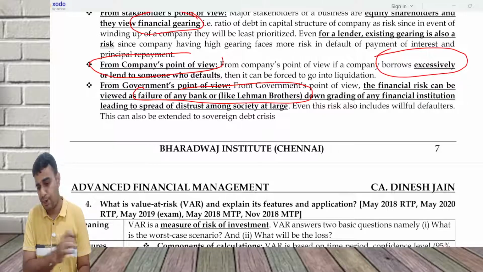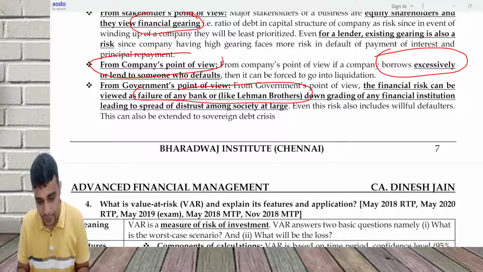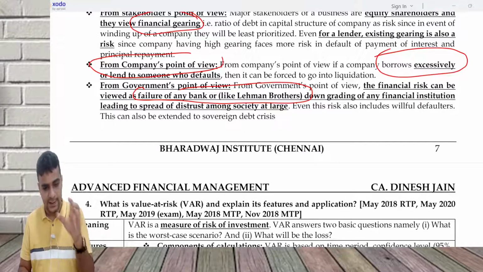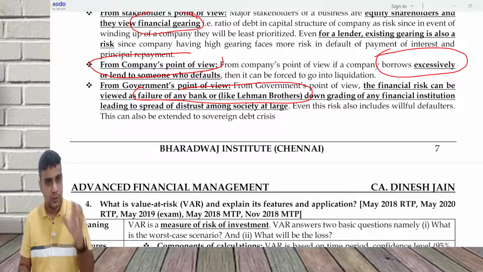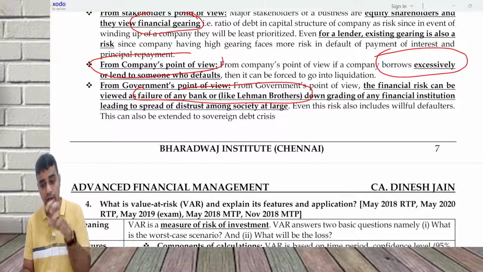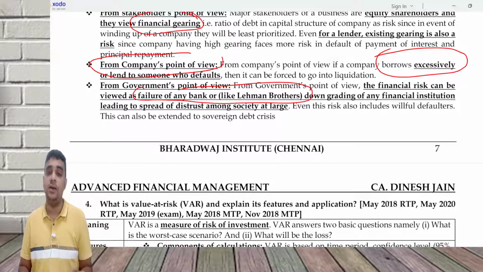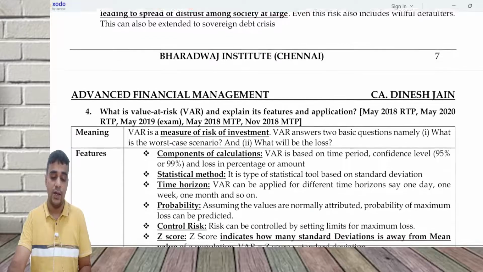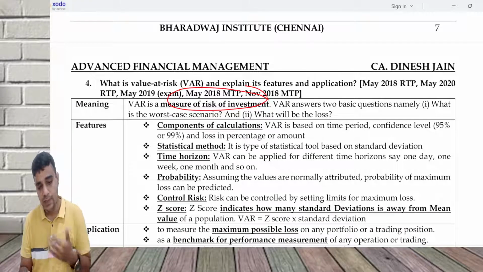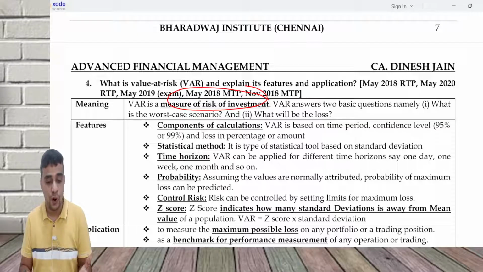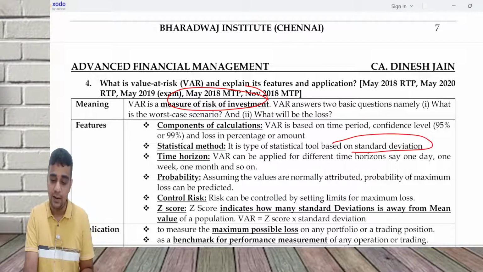The loss is primarily dependent on standard deviation, because the risk of any security or any asset depends on its standard deviation. If you have a high standard deviation, you have a high value at risk, that is, a high potential loss. And if you have a low standard deviation, you have a low value at risk. So it's a measure of the risk of an investment. It identifies the worst case scenario and the potential loss.